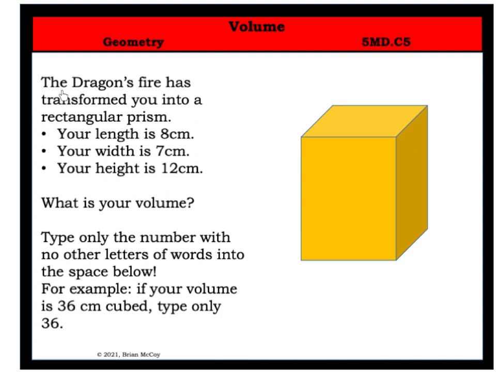And here we go. The Dragon's Fire has transformed you into a rectangular prism right there, my friends. Your length is 8 centimeters. Let's just go ahead and plug this in. 8 centimeters for your length, right? Your width is 7 centimeters. So this right here is going to be 7 centimeters, and your height is 12 centimeters, so 12 centimeters high. So 12 right there. Bam, perfect. And you need to find your volume.